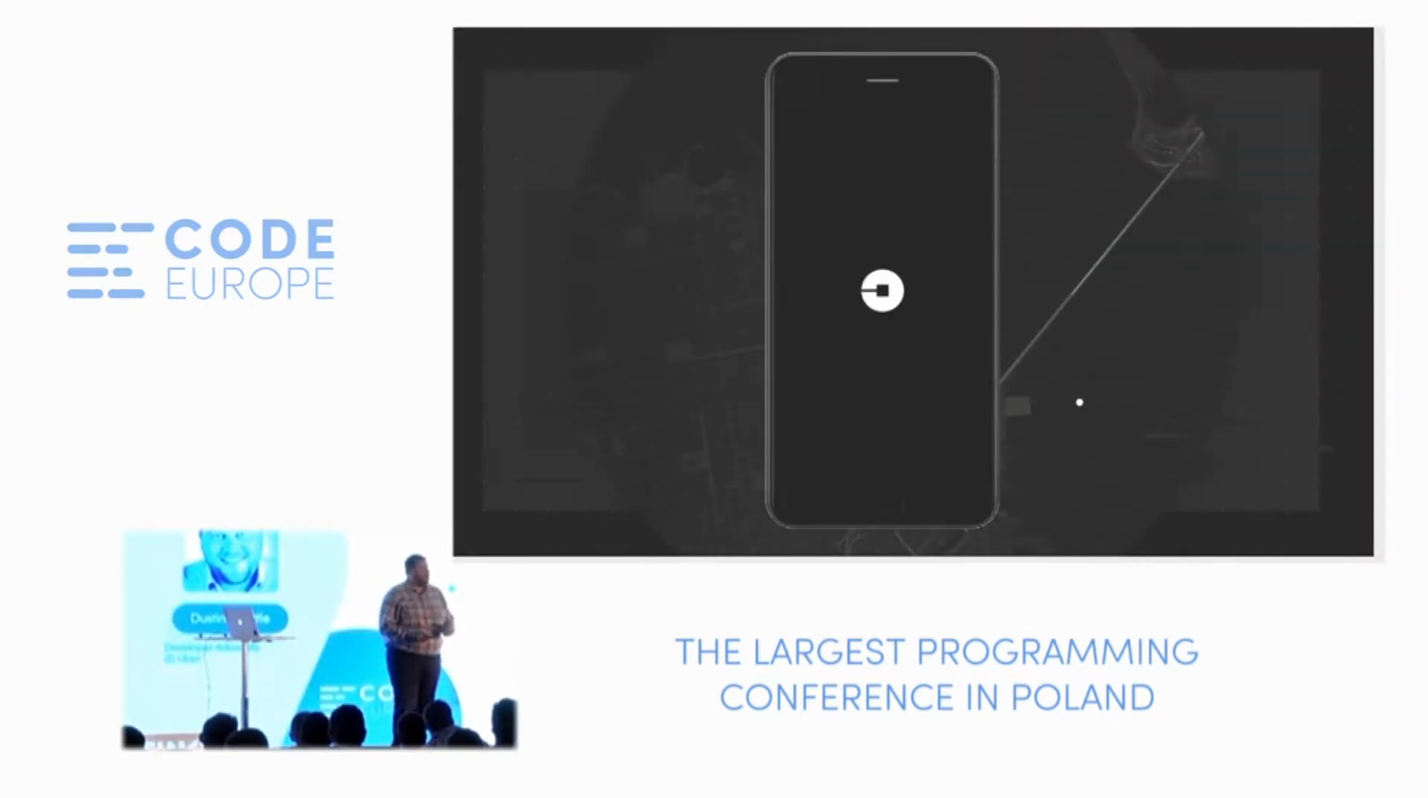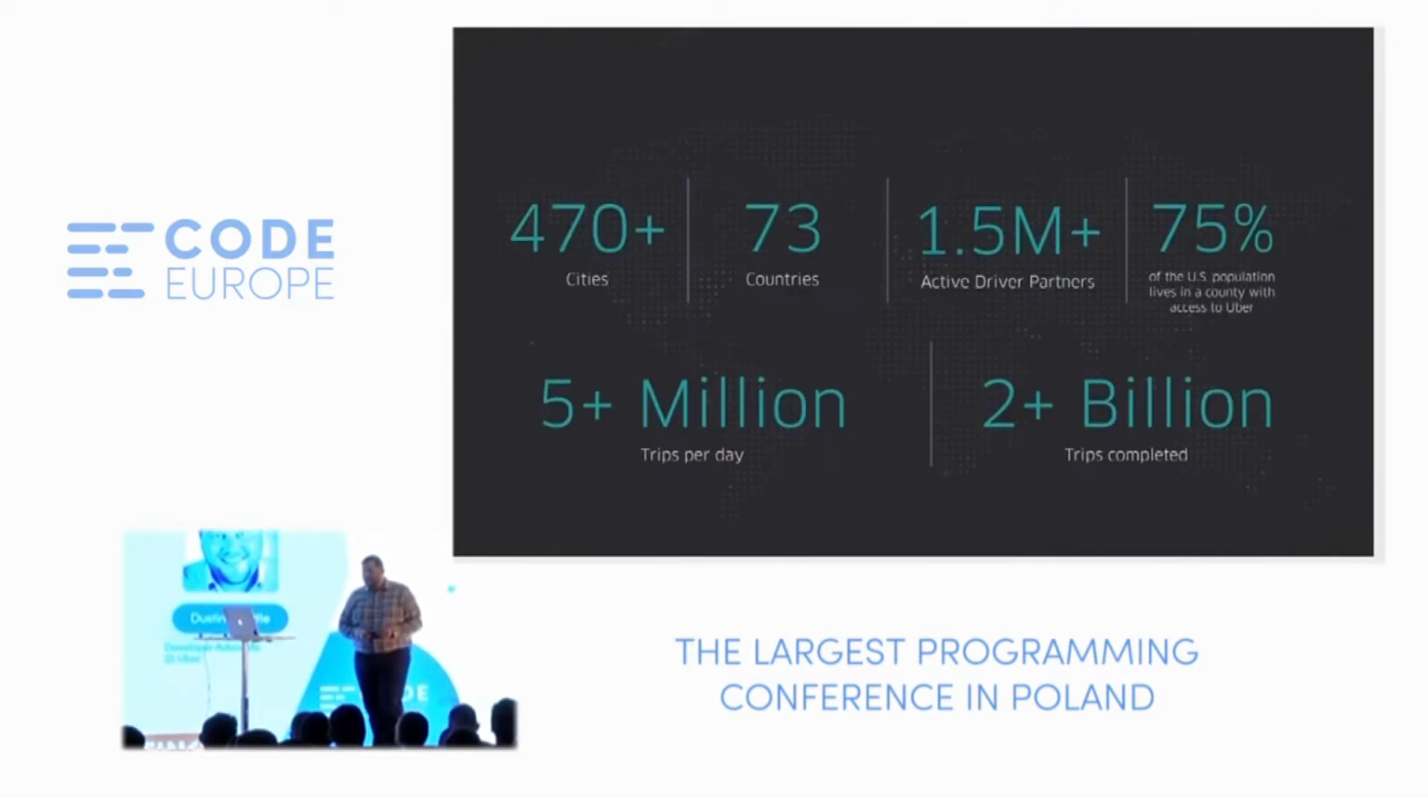So you probably know Uber by now. Push a button, get a ride. Doesn't really get much simpler. And so Uber's mission is really to make transportation as reliable as running water, everywhere and for everyone. And we've done that in more than six continents, in more than 73 countries, in more than 470 cities, by partnering with more than 1.5 million active drivers monthly that deliver on average 5 million trips per day.